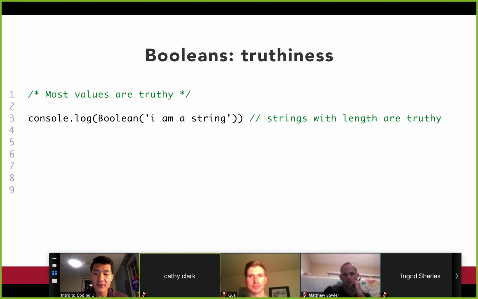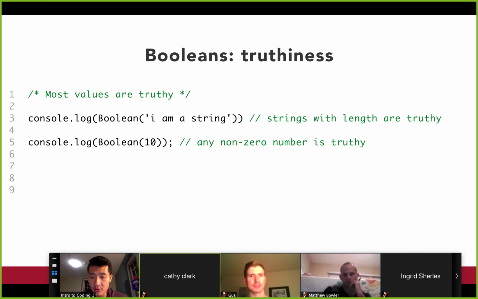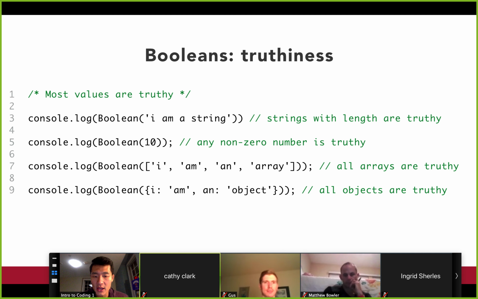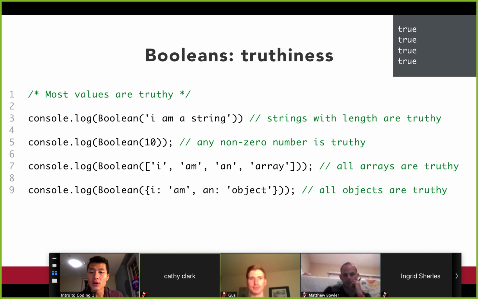That is, if I have any string value here, so here on line 3, I'm converting the string "I am a string" into a Boolean. Don't worry too much about the conversion for now. Just understand that what we're trying to show you here is that a string with values, a number, an array, an object, these are all truthy values. That is, if I took any of these values and I converted them into a Boolean, I would get back a true value.